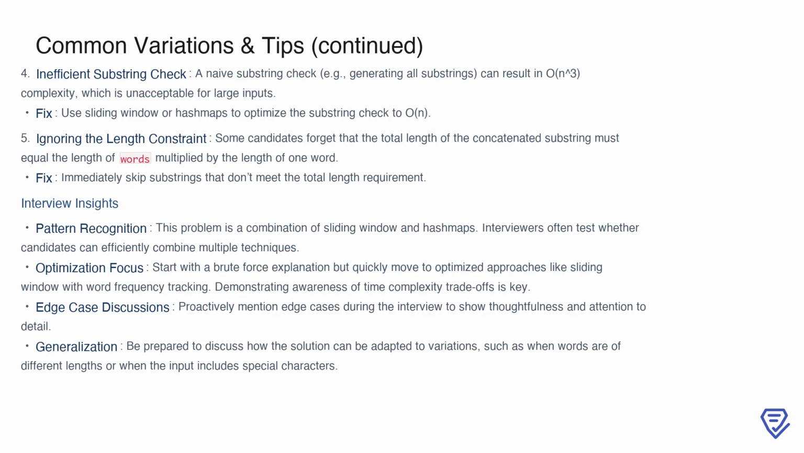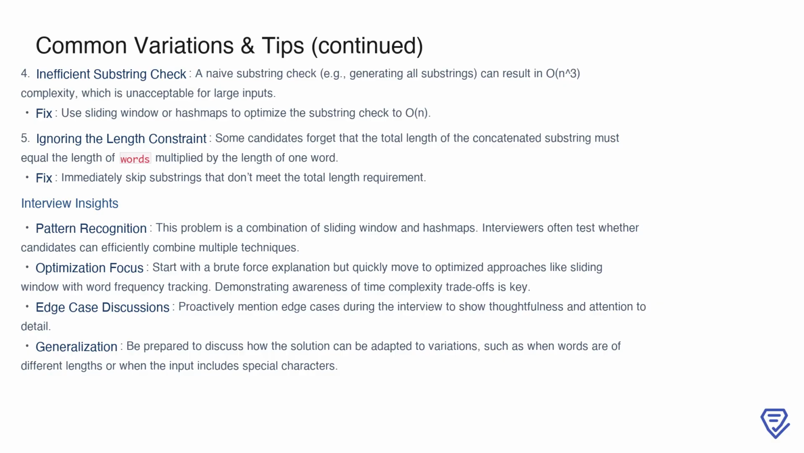Another issue to be mindful of is inefficient substring checks. A naive approach that generates all possible substrings results in a time complexity of O(n cubed), which is far too slow for large inputs and will likely fail under time constraints. Instead, you can optimize using sliding windows or hash maps to reduce the complexity to O(n).